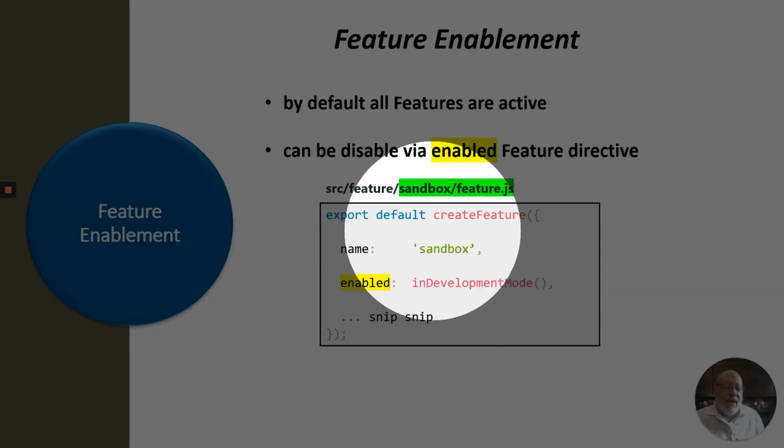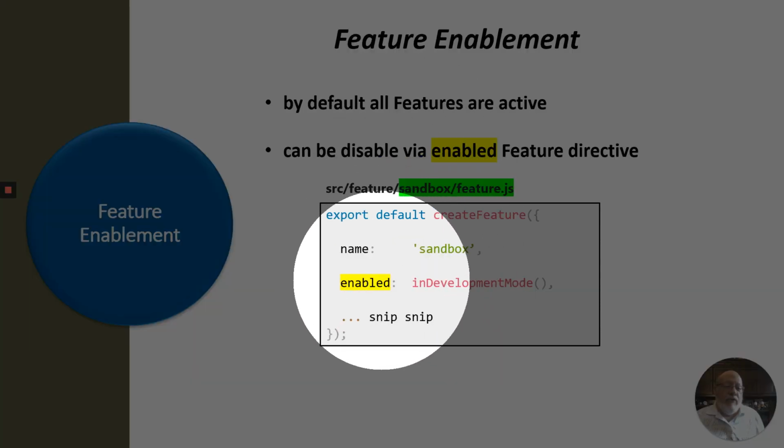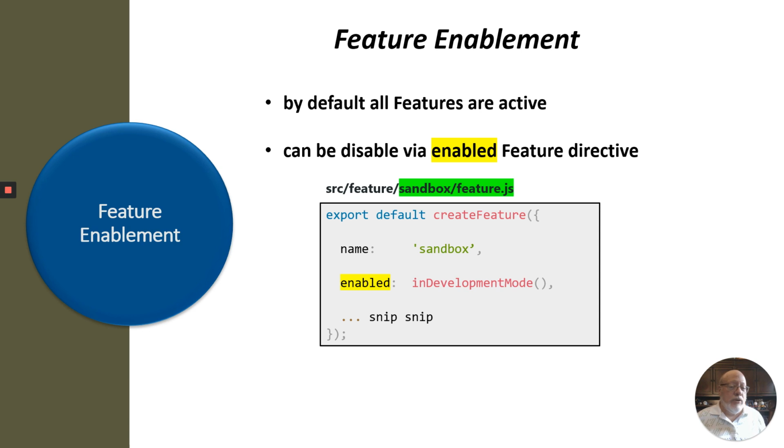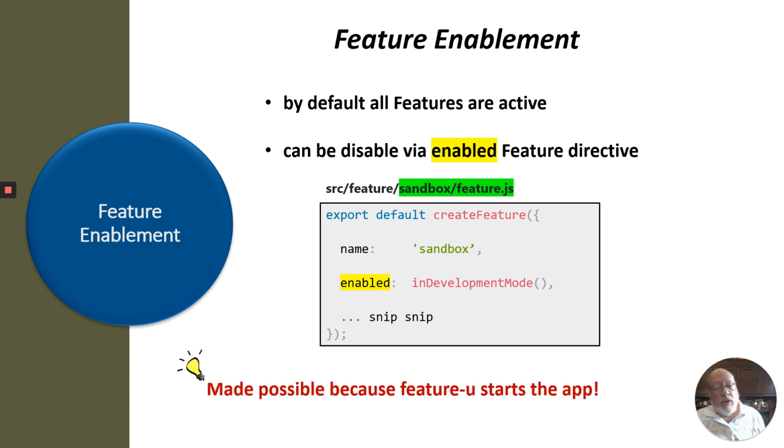Here we are in a sandbox feature, and you can see it's enabled only when we are in the development mode. And this is a more realistic example because the expression is a runtime expression. We want this to change over time. And again, this is made possible because feature U is in control of starting your application up and running.